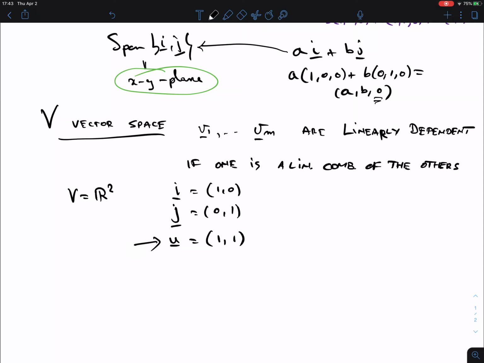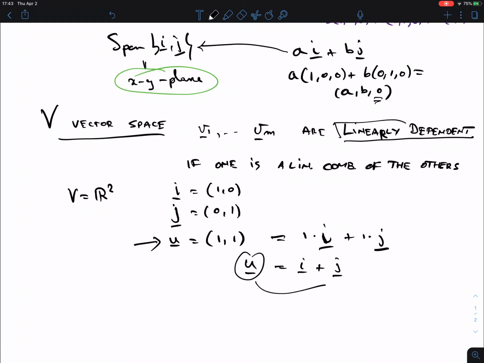And I'm claiming this one is a linear combination of the other ones, where you take each one with coefficients 1 and 1. Normally we don't write it, we just write it this way, right? But this shows you that U is a linear combination of the two others, and that makes it linearly dependent. So why the word dependent? This one depends on these two, and why linearly? Well, it's a linear combination.